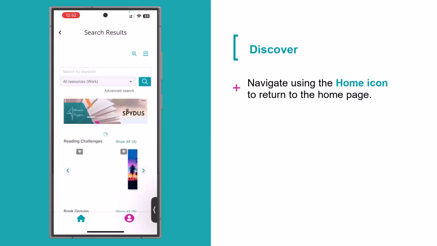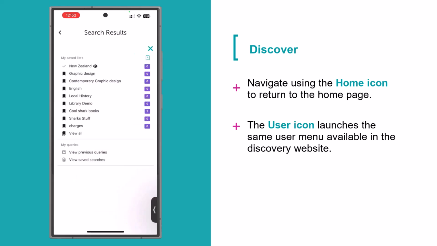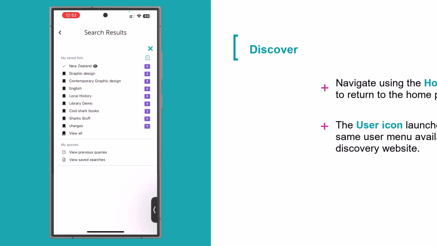On the home page of the Discovery site, in the lower section of the screen are two icons, the home icon and the user icon. The user icon will launch the same user menu that you see on the top right of the Discovery website.